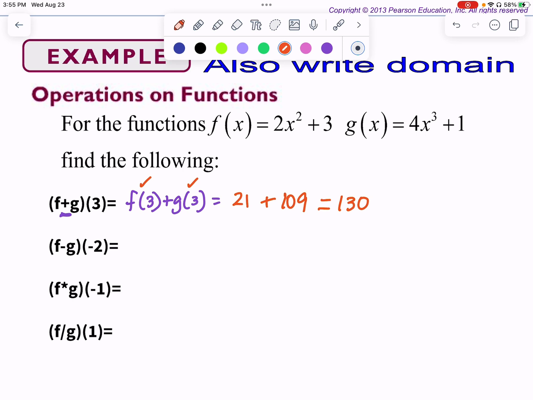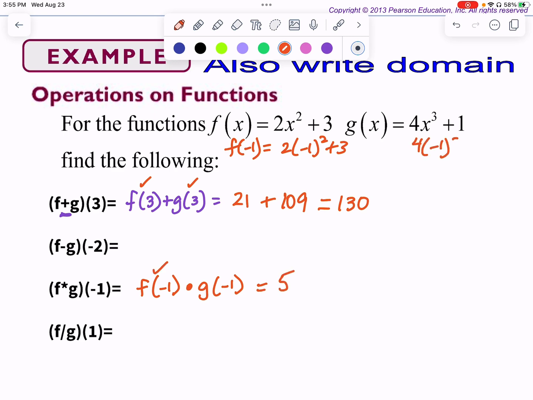If you look at the third one, this one's saying f of negative 1 times g of negative 1. Well, both functions need to be evaluated for negative 1. Negative 1 squared plus 3, that'll be 2 plus 3, 5. So this one's 5, and g of negative 1 would be negative 4 plus 1, so negative 3. So negative 3, and that gives me negative 15, and we are done with those two.